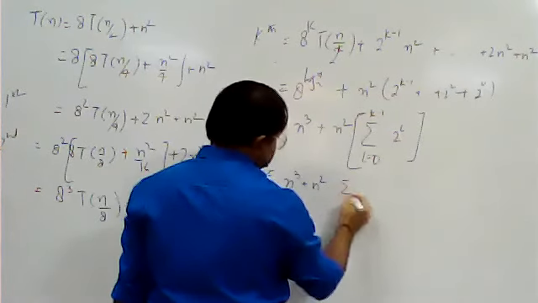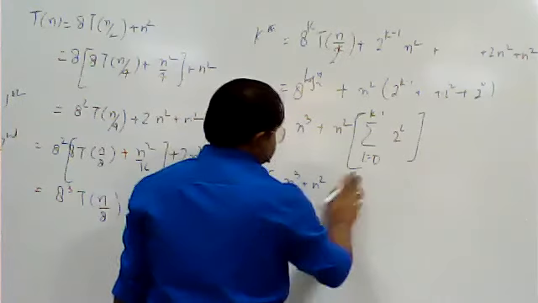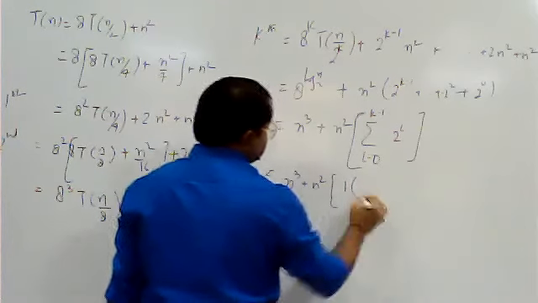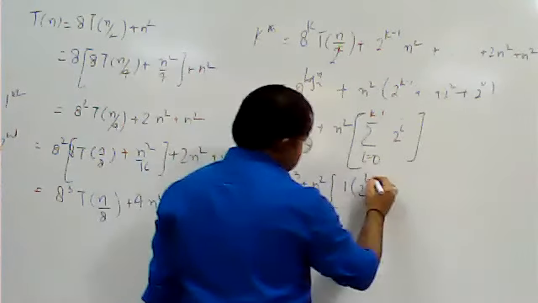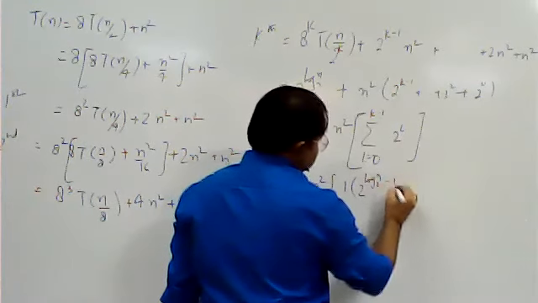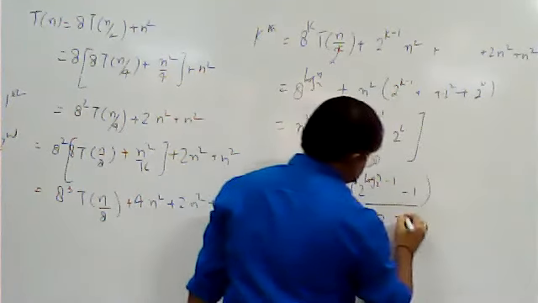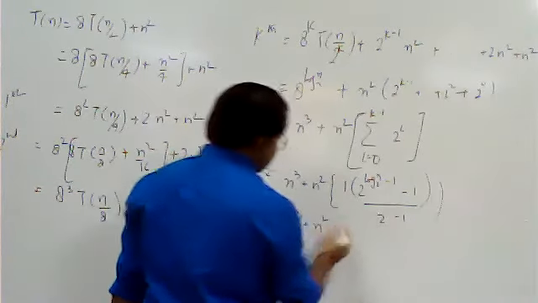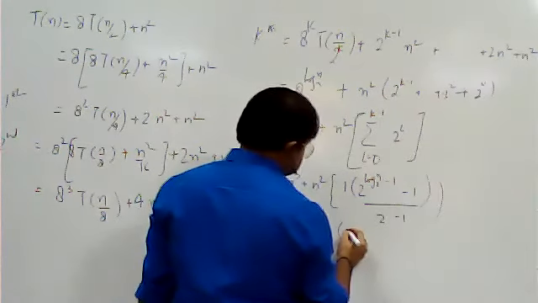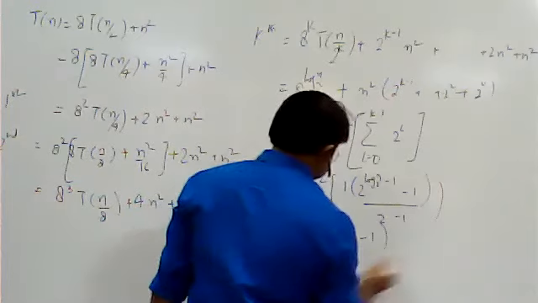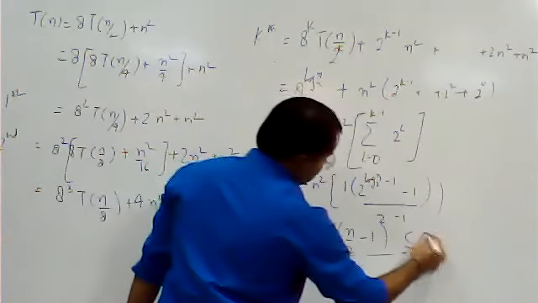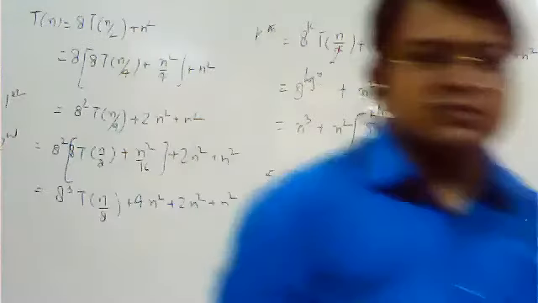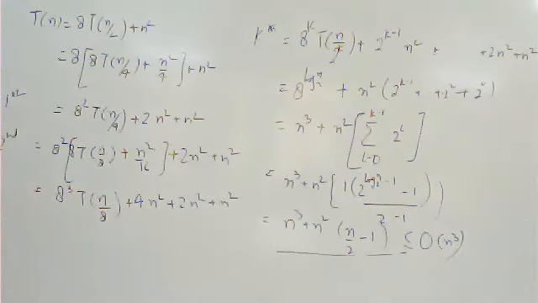So it became sigma, we calculated, the first term is 1, 2 to power log n base 2 minus 1 upon 2 minus 1. Okay. So it is n cube plus n square times (n minus 1). So we calculate it is less than or equal to order of n cube. So it's pure mathematics, nothing else. Geometric progression is very important.